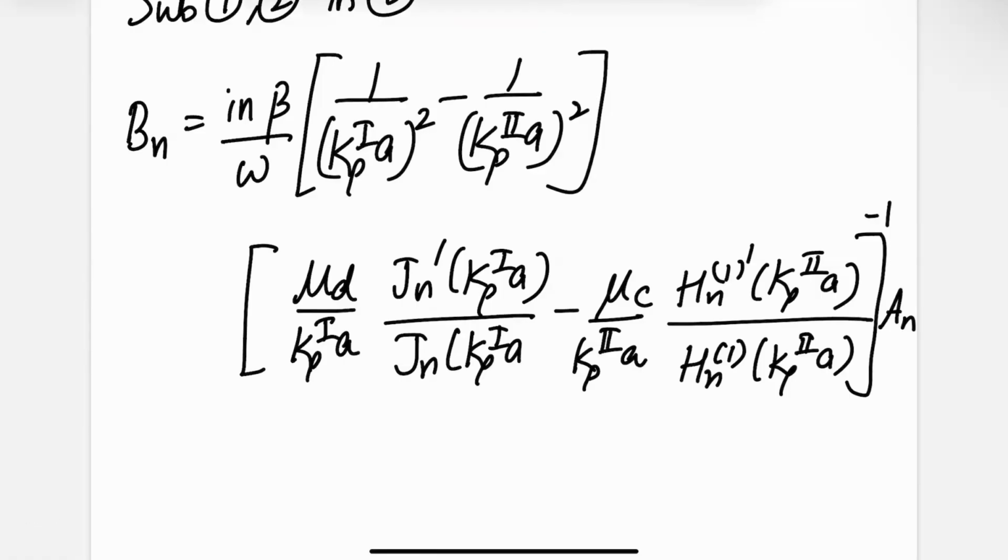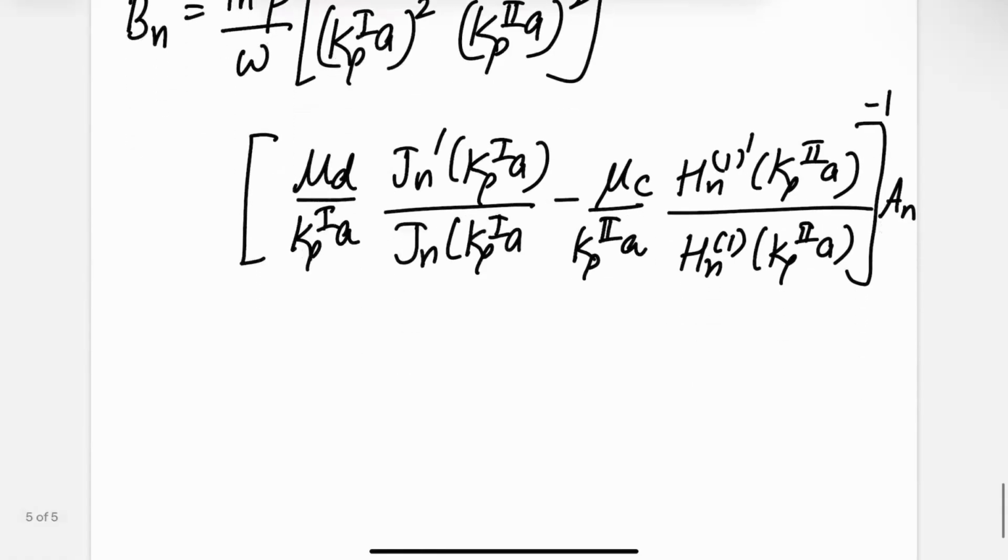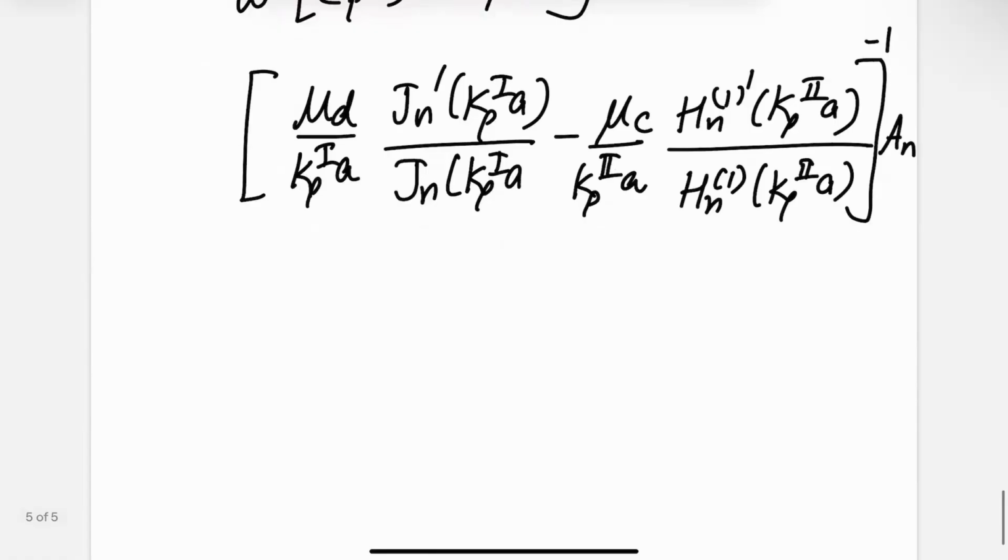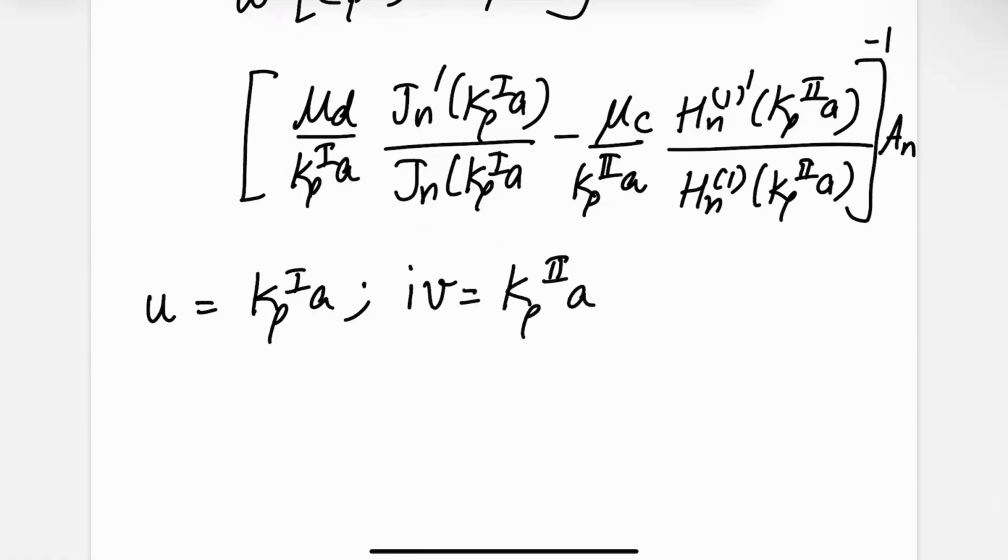You can do the same thing with the other one. Maybe we can simplify this a bit further. So to reduce the amount of notation we need to carry around, we'll make some substitutions. So I'll say u equal to K rho 1 a and iv equal to K rho 2 a, which is the same thing as i nu a.